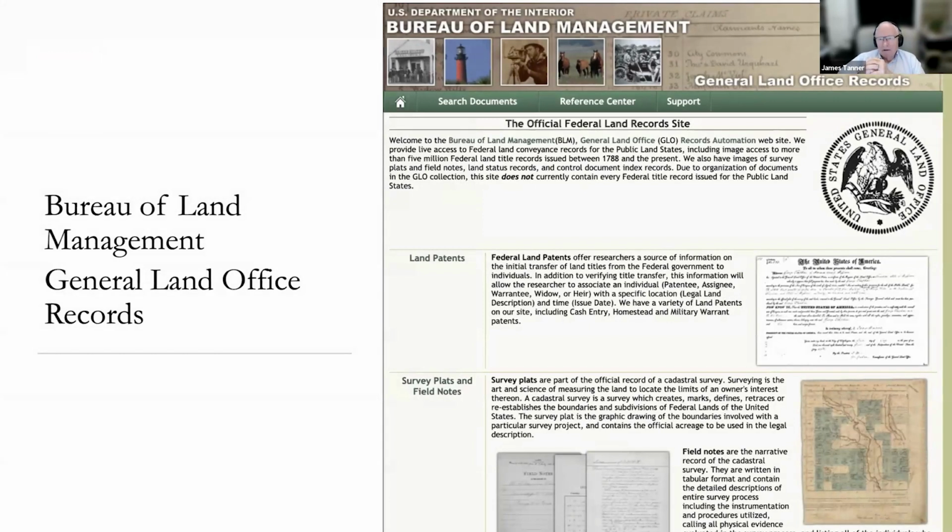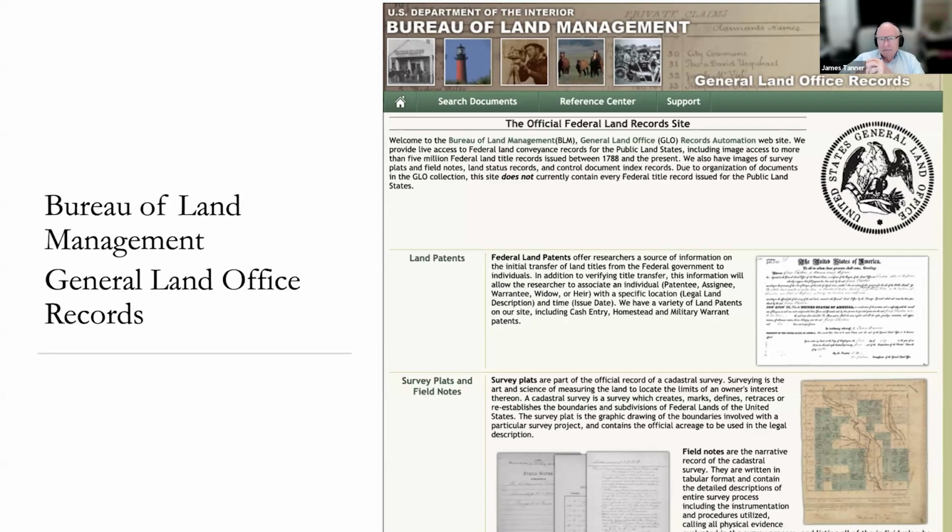All of this information about the patents is kept in the General Land Office, the GLO, as it's called. And you can just do a search here for the survey. If you think your ancestor was the first landowner and may have gotten the property through Homestead, then you could basically get into these records by looking for his or her name and doing a search here on the GLO record office.